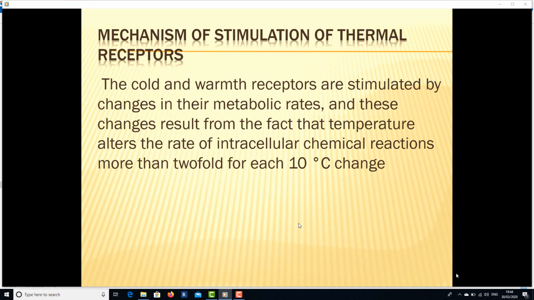Now, what is actually the mechanism of stimulation of thermal receptors? The cold and warmth receptors are being stimulated by changes in their metabolic rates, and these changes result from the fact that temperature alters the rate of intracellular chemical reactions more than twofold for each 10 degrees centigrade change. So what is very important for us to remember is that for every 10 degrees centigrade rise, there is a twofold rise of intracellular chemical reactions. So you can say that if there is a rise of 10 degrees centigrade, there is a 2 times increase in the basal metabolic rate.